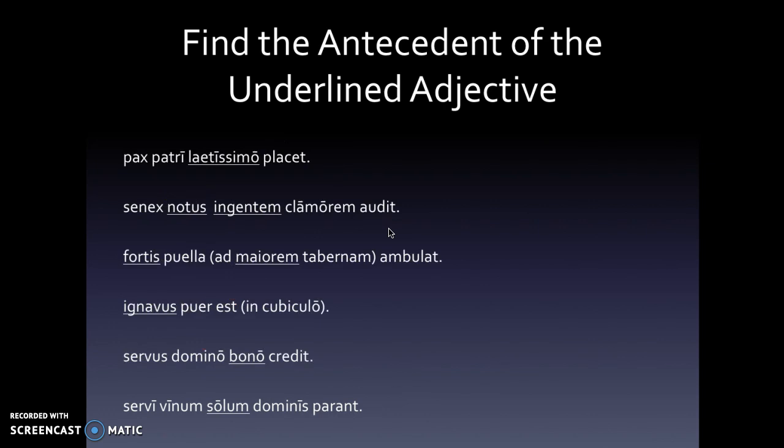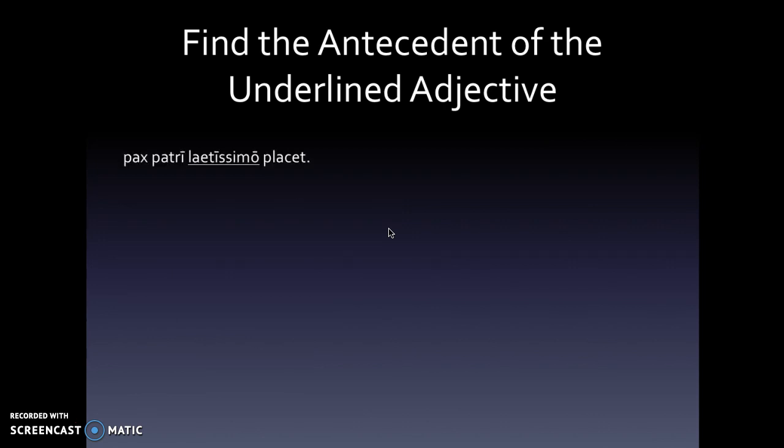All right, here's another set of sentences. Again, pause the video, copy them down, draw arrows from the underlined adjectives to the nouns that they are modifying, to their antecedents. All right, our first sentence here, Pax patri laetissimo placet. Both patri and laetissimo are dative, singular, masculine, though they come from different declensions. That's why they look different.